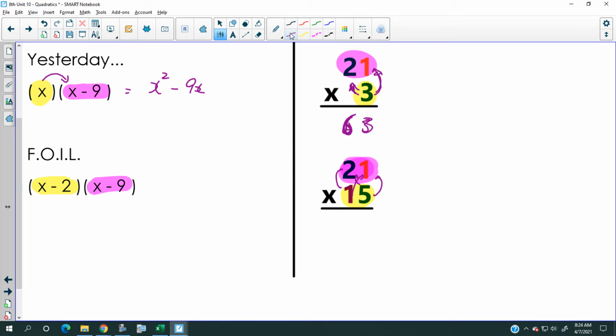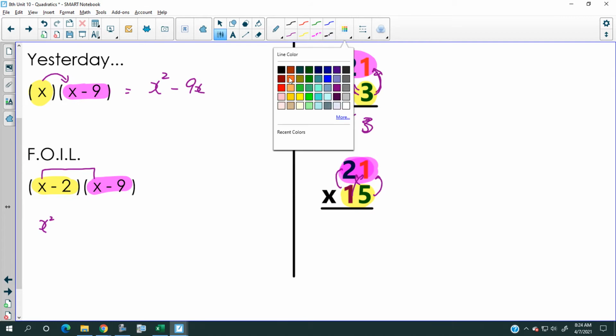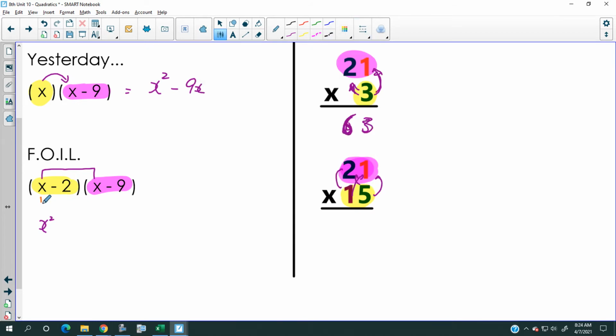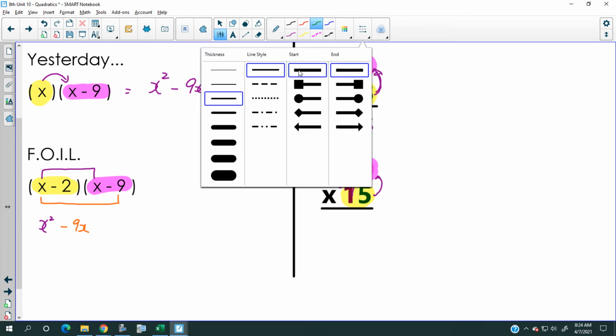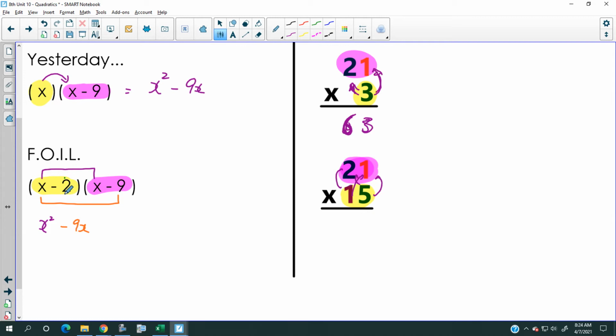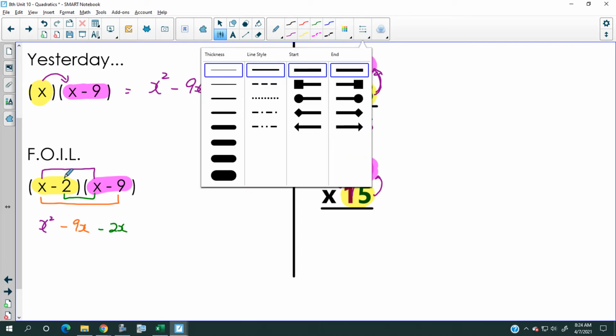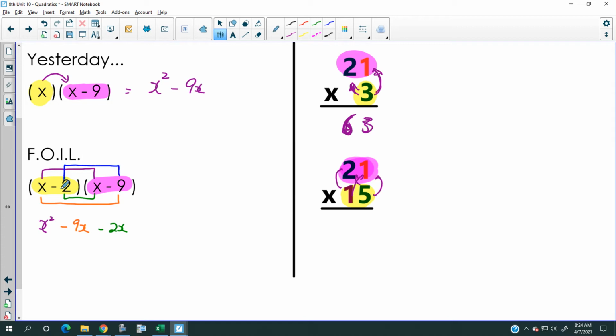Similarly, same thing. Let's see if I should color code this. Yeah, I could. All right, so first, x times x, that's x squared. Let me pick a different color. And then outside, x times negative 9, negative 9x, still following? And then inside, negative 2 times x is negative 2x. And lastly, the 2 last terms, negative 2 times negative 9, positive 18.